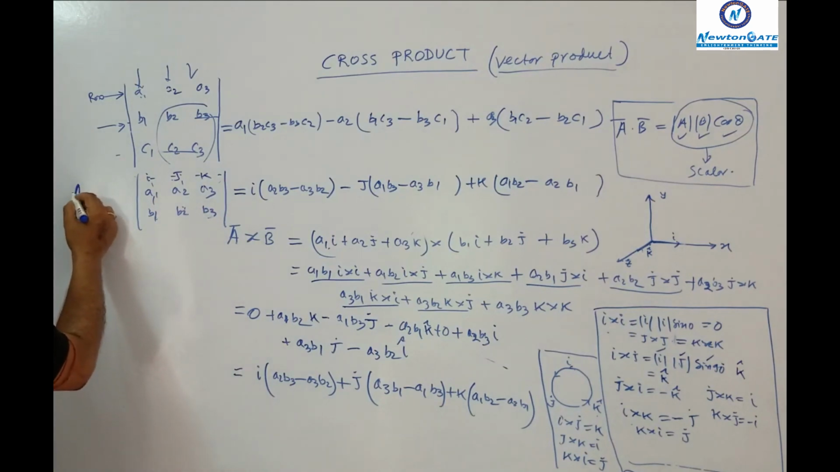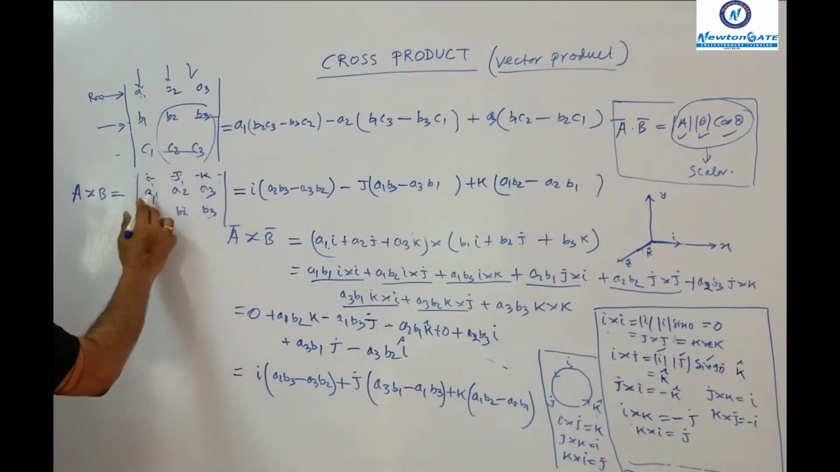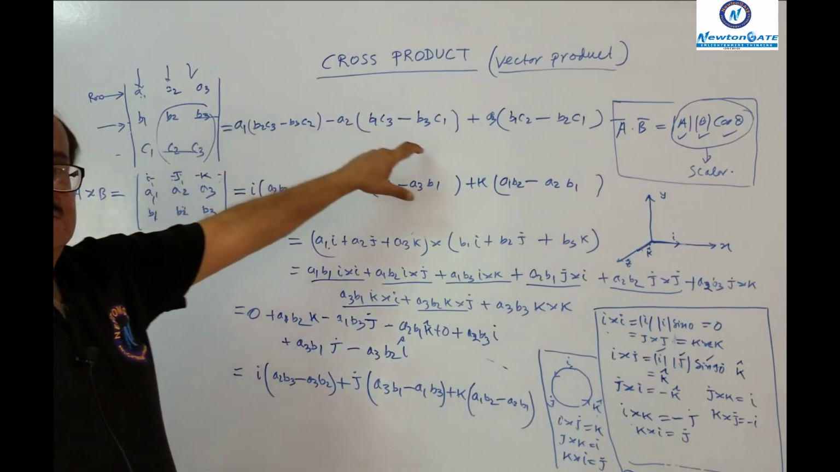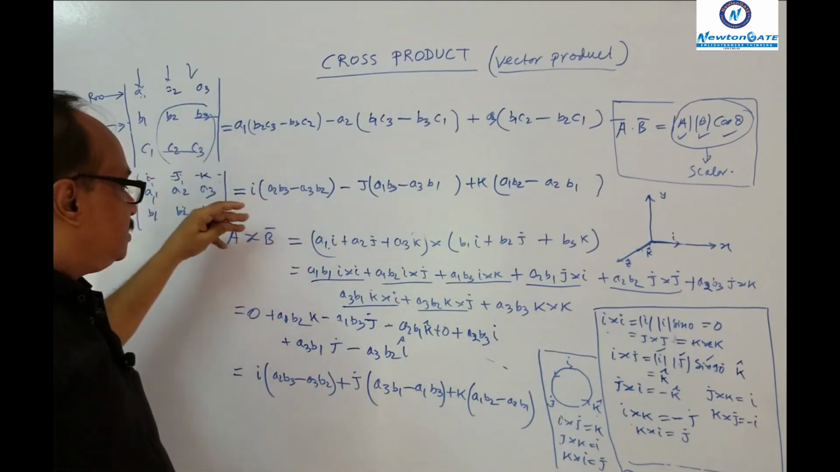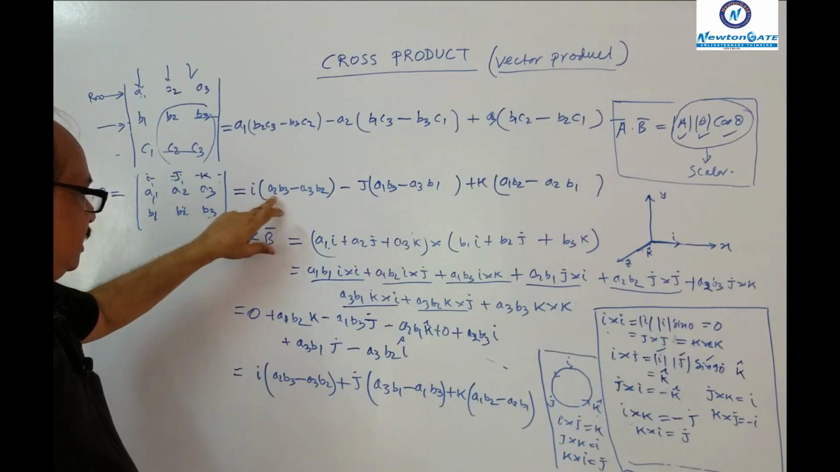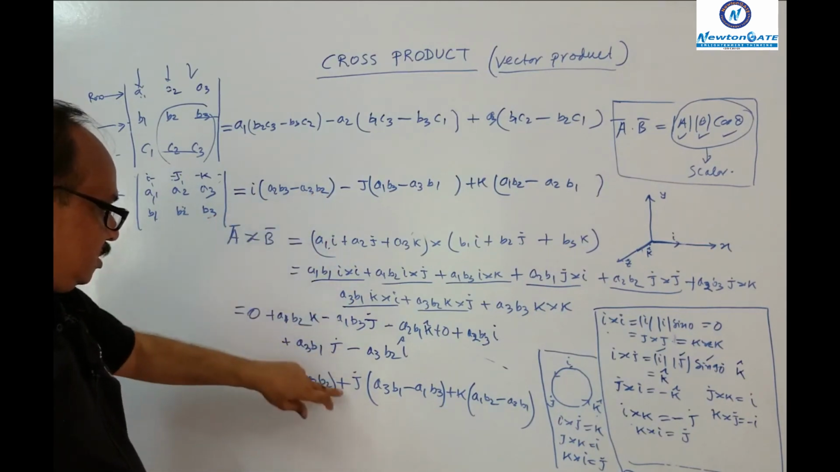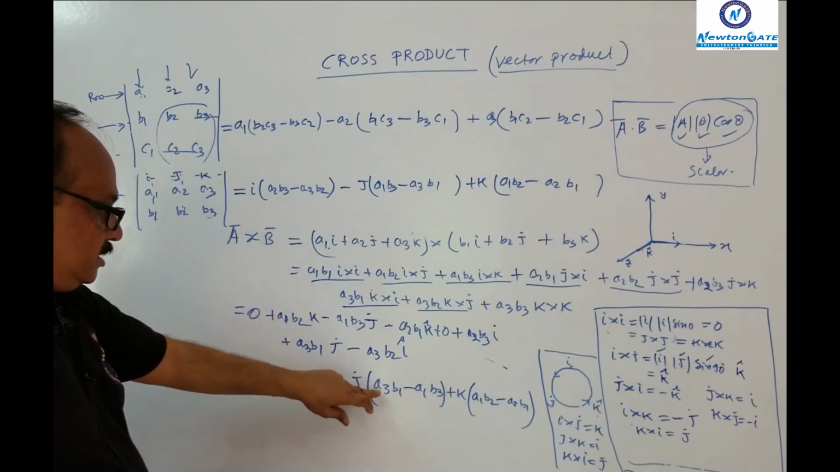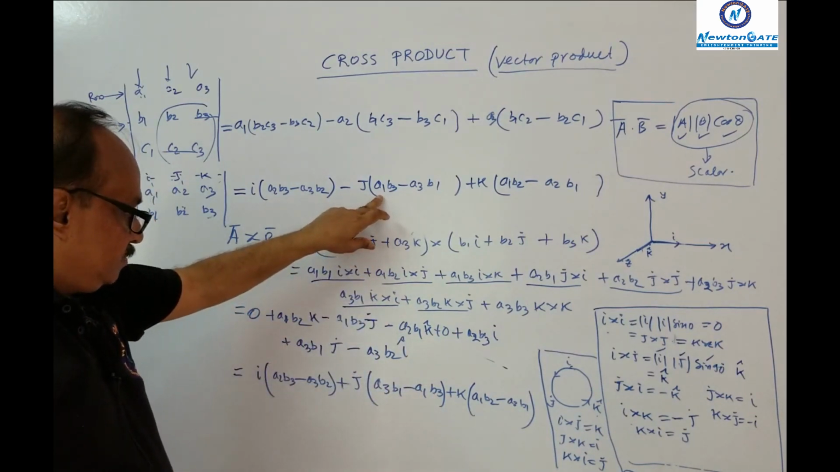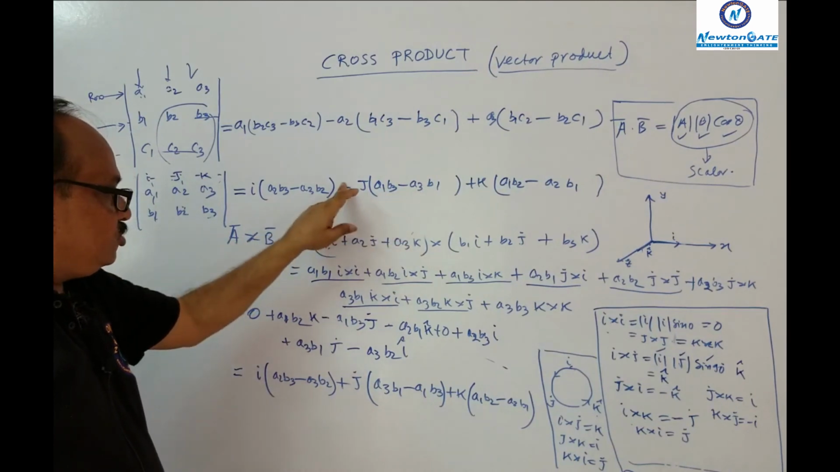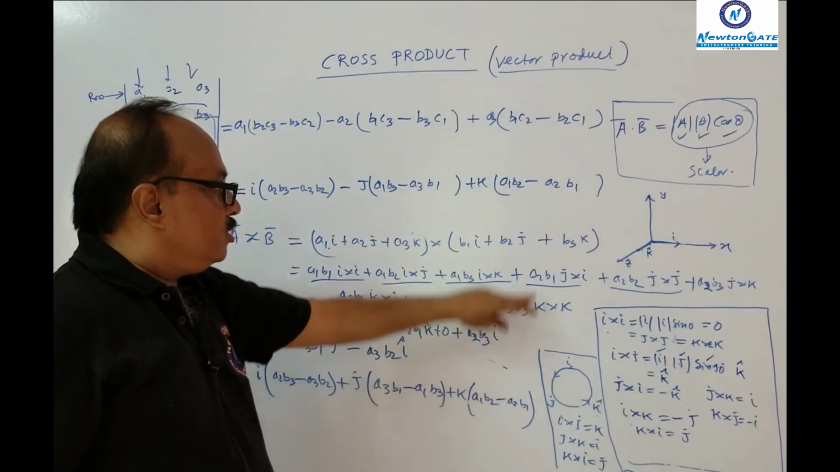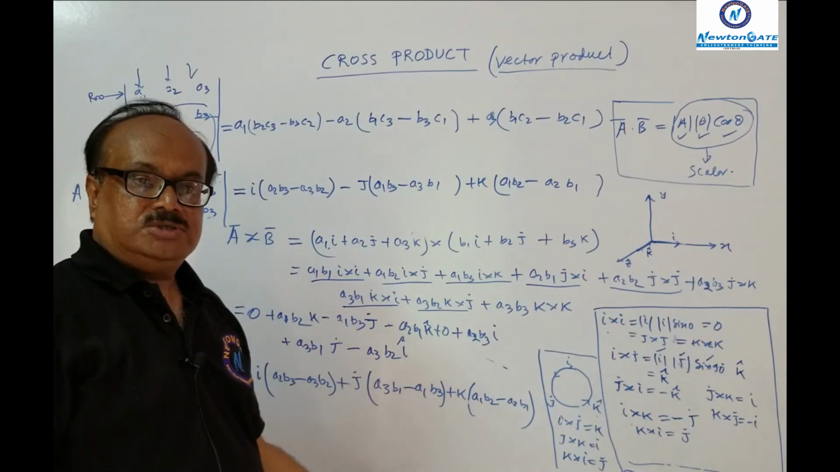That means A cross B can be written this way: I, J, K, the components of vector A, the components of vector B, and then expand it with the help of determinant expansion. That easy it is. So much we have done here to find this. You can check if this is correct or not. I times A2B3 minus A3B2, plus J times A3B1 minus A1B3. Actually it is plus J. If I exchange it, it will automatically become plus, so that is the same thing. Plus K times A1B2 minus A2B1. That's also okay. So you see, it's done.